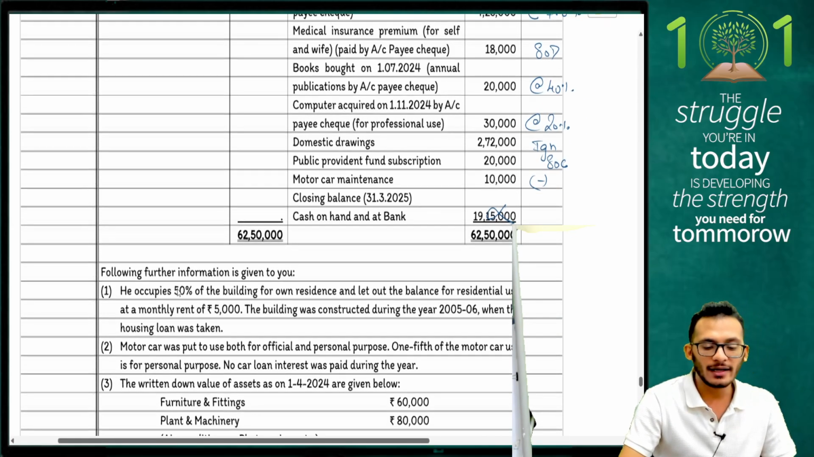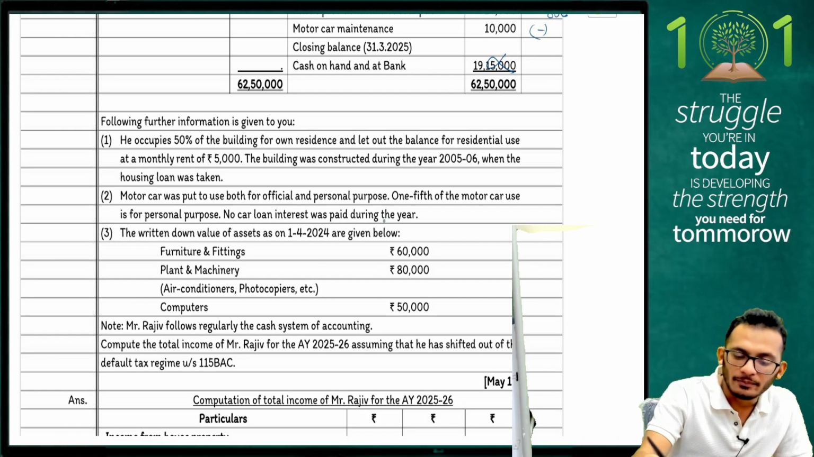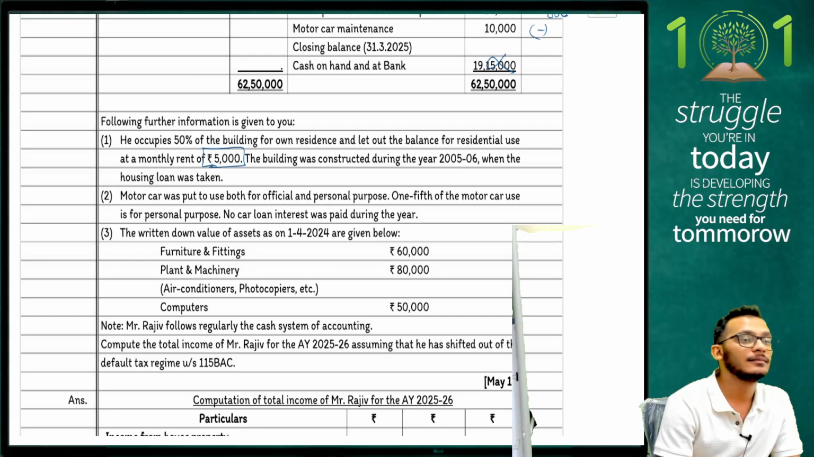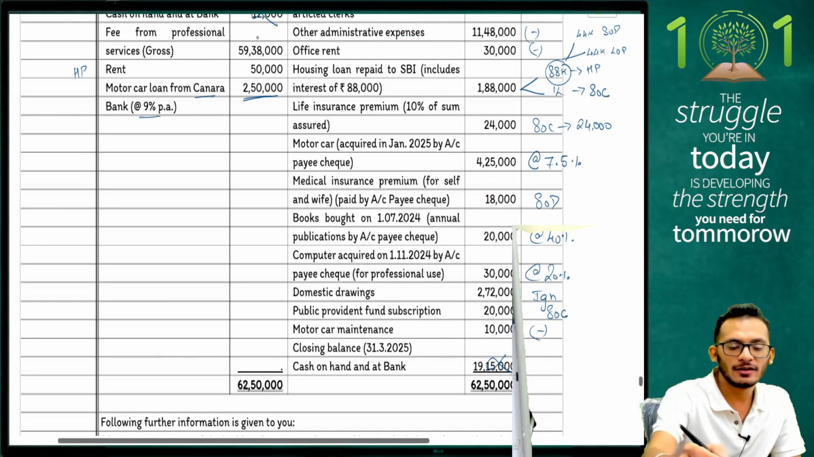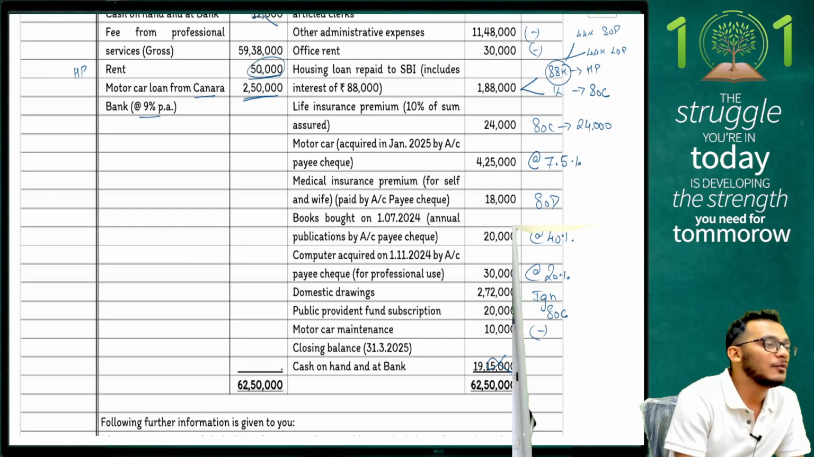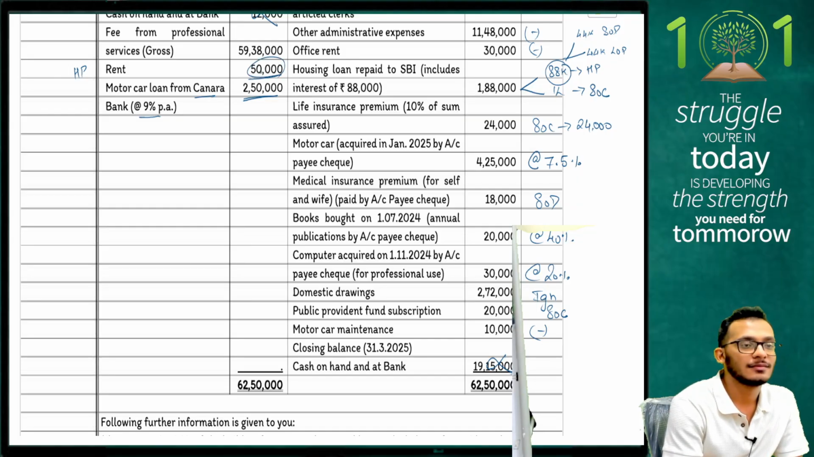People, if you look at this, look at the rent. The question says the person was supposed to receive a monthly rent of 5,000 into 12 months. But the rent I received is only 50. What should I tax? I should tax 60,000.